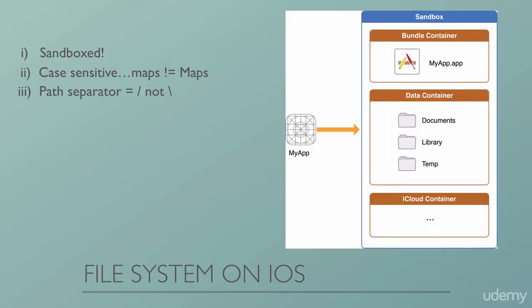Then we need to look at the path separator. So if I had files /something /something, on iOS the separator is a forward slash and not a backslash like you would have on the Windows operating system. Therefore, if you want to create a directory path or a file path, it's always best to use the System.IO.Path.Combine function, because that will take into account the OS that you're running on and make your code more portable.